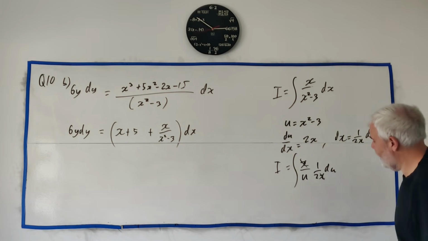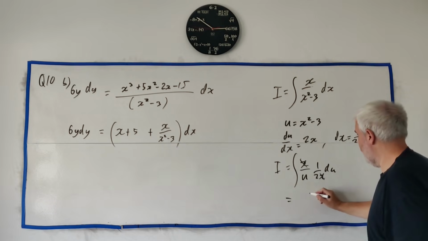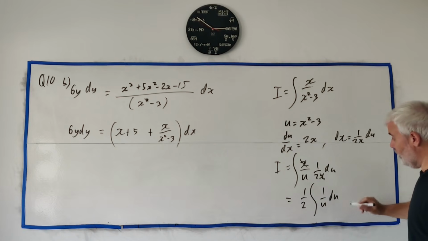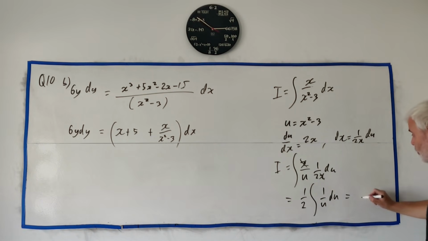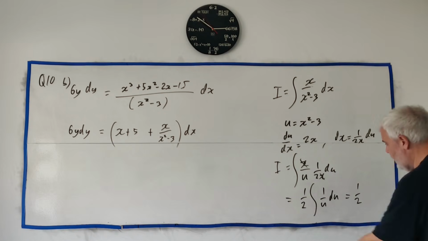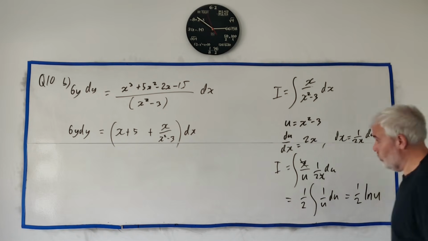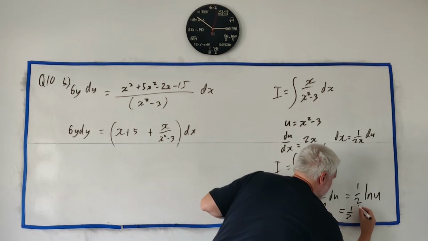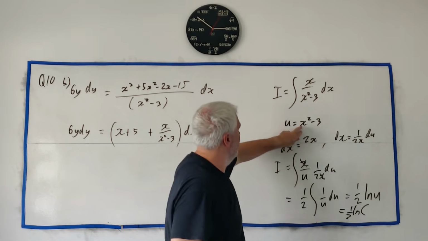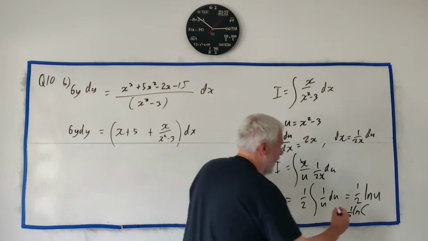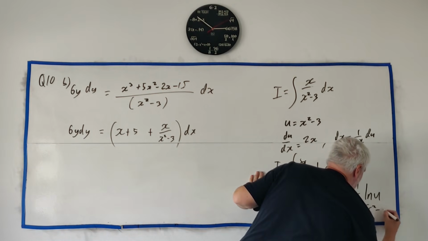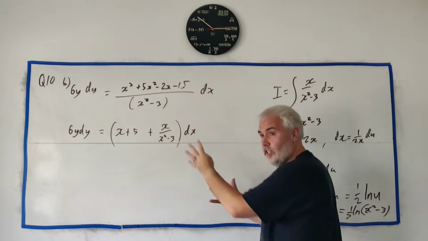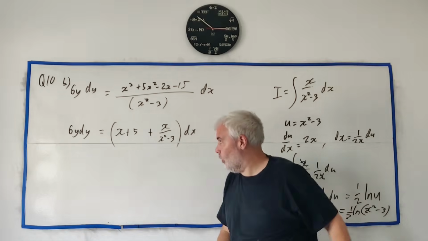This x cancels with that, and we're just left with the 1 over 2 can come out, the integral of 1 over u du. That is doable. That's actually just the 1 over 2 is left alone, natural log of u. Or, let me do one more line. 1 over 2 natural log of, instead of u, we're putting in x squared minus 3. So we can integrate that.